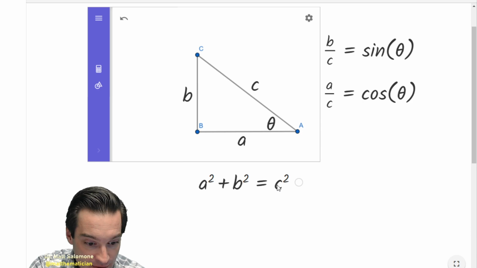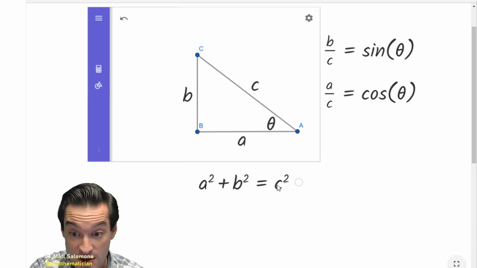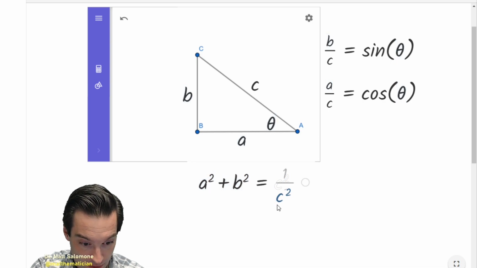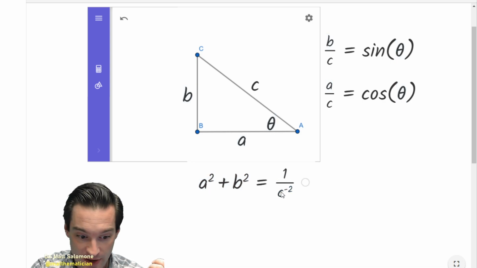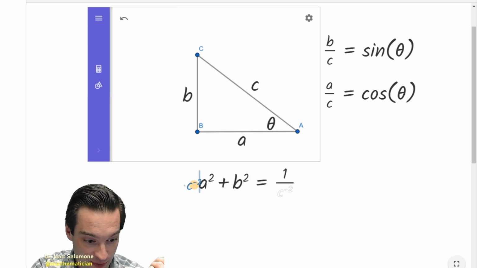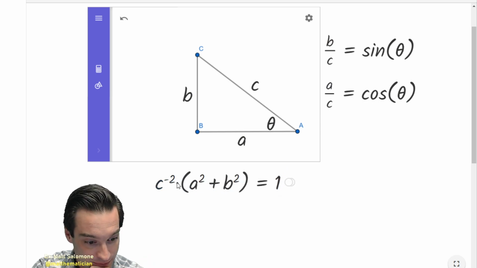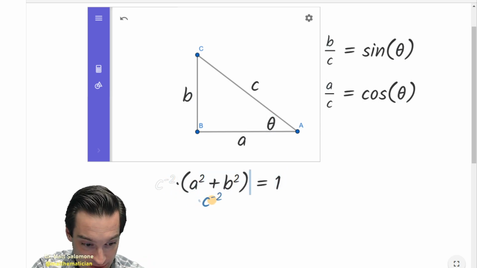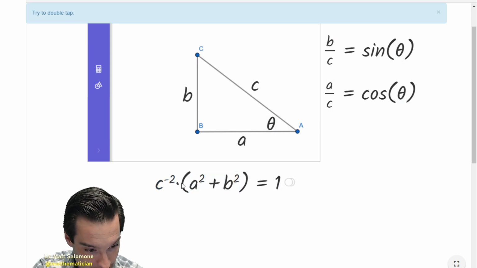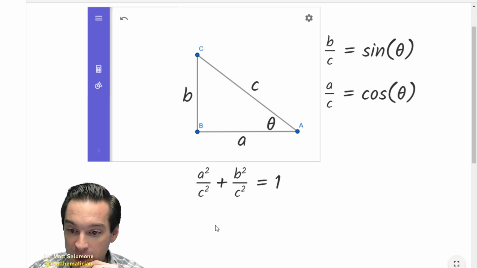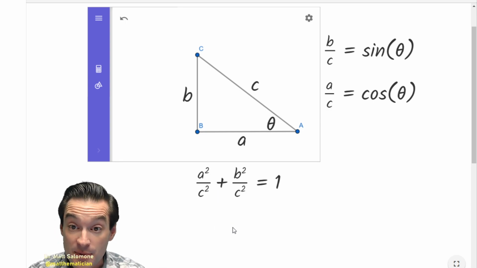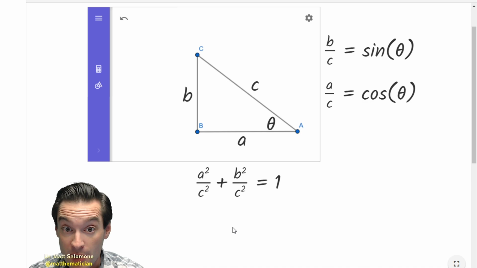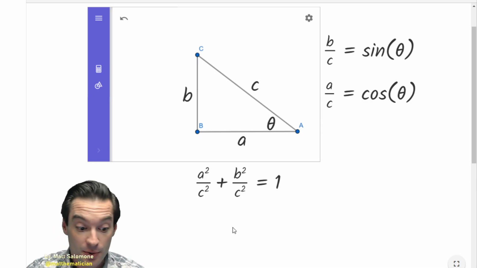So an option that I have is just to take this Pythagorean theorem equation and divide both sides of it by c squared. So I'll do that by writing this as 1 over c to the minus 2, then multiplying both sides by c to the minus 2. And multiplying by c to the minus 2 is the same as dividing by c squared. And what I get is an equation that looks something like this, right? I've got now a squared over c squared plus b squared over c squared is equal to 1.